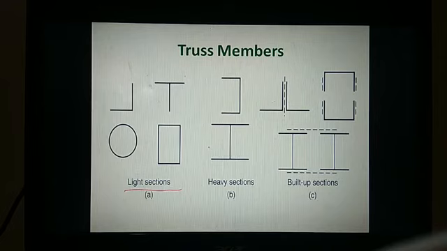Then you can go with two angle sections added together, or two C sections added together, or two I sections added together. These are called built up sections. So these are the regular truss members which can be used for light sections, heavy sections, and built up sections. Please try to remember.